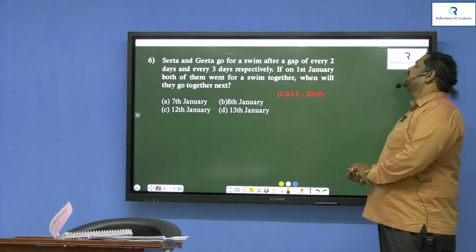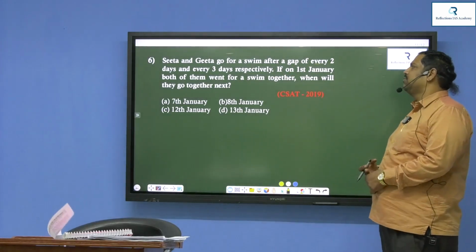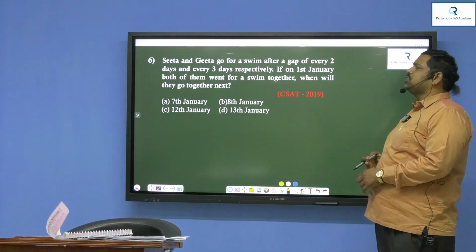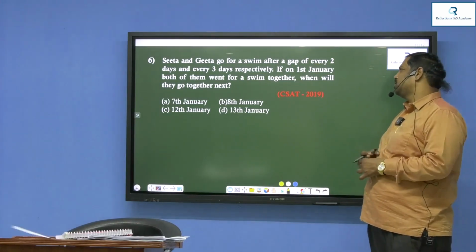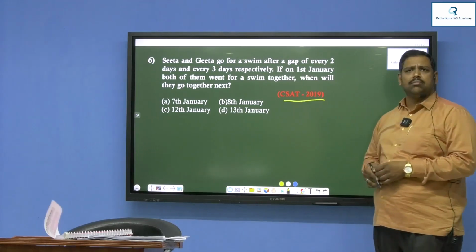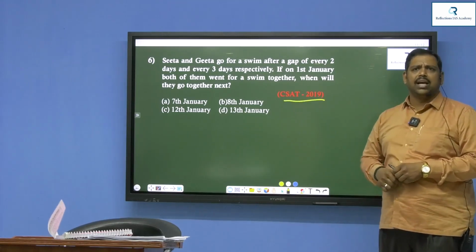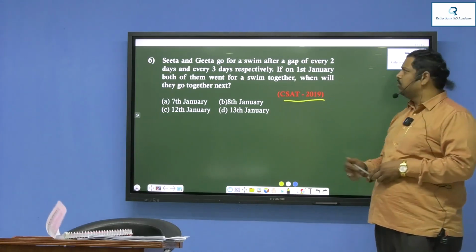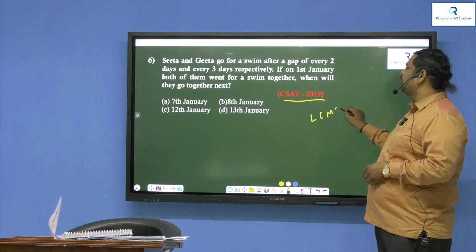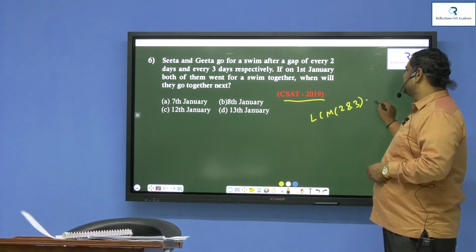Sita and Geeta go for a swim after a gap of every 2 days and every 3 days respectively. If on 1st January both of them went for a swim together, when will they go together for the next time? It's CSAT 2019. Again, same or different? Same. Happily go with the LCM. LCM of 2 and 3 is 6, right?